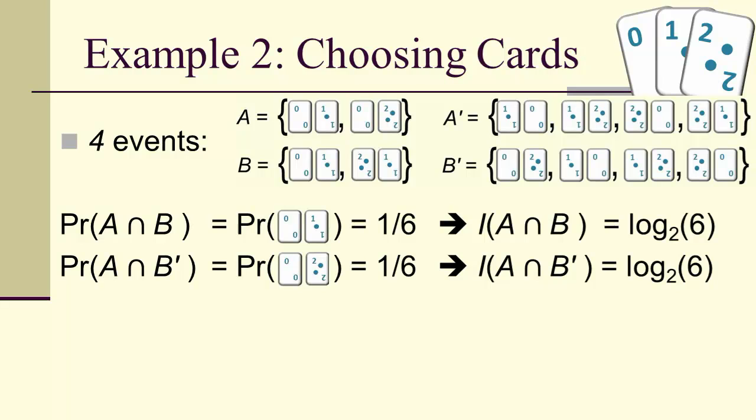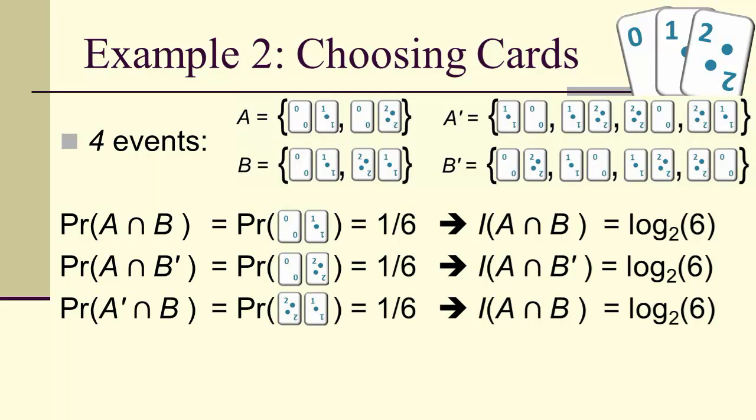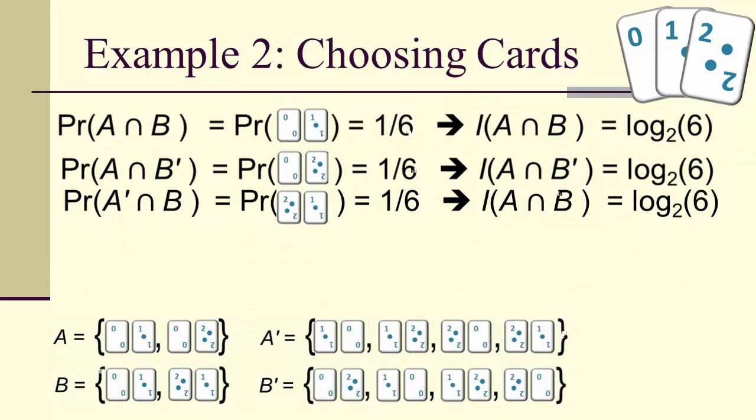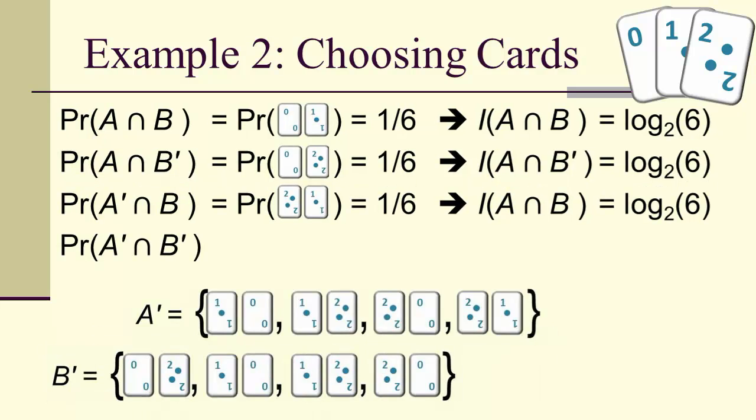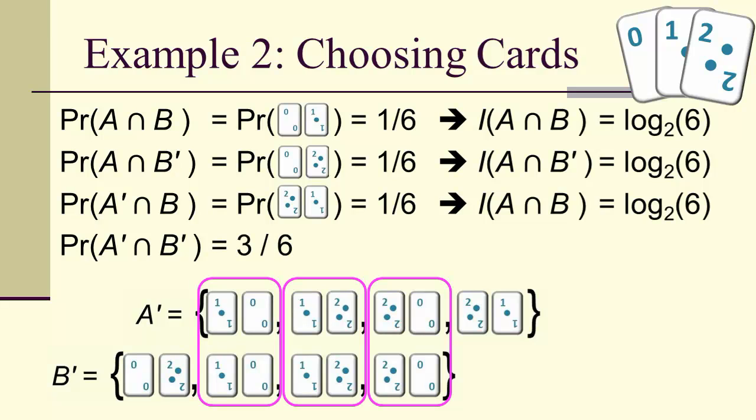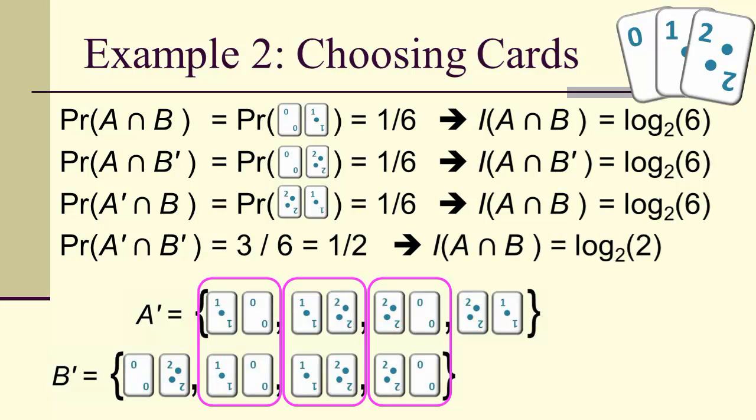Likewise, the probability of A intersect B prime is one pair of Jane-John selections, and there's the self-information. Similarly with A prime intersect B. But now, let's look at what happens when we do the probability of A prime intersect B prime. So I've written A prime and B prime staggered so you can see that they have 3 card pairs in common. So 3 Jane-John sequence selections, and therefore we have a probability of 3/6 or 1/2, and therefore the information here is the log base 2 of 2, which is 1.